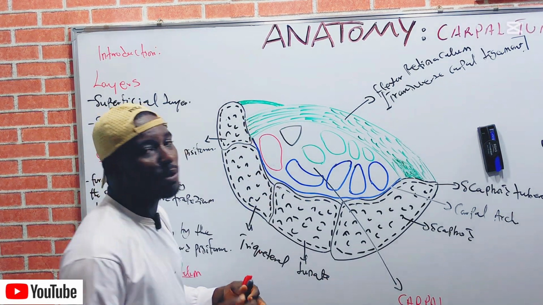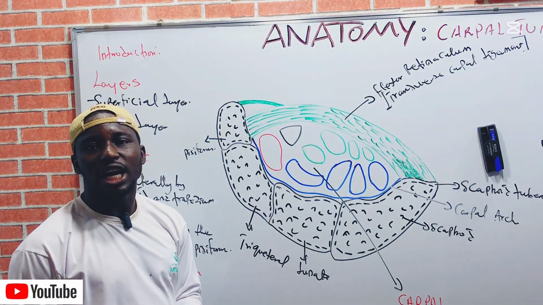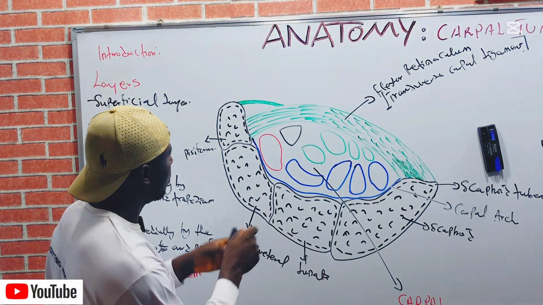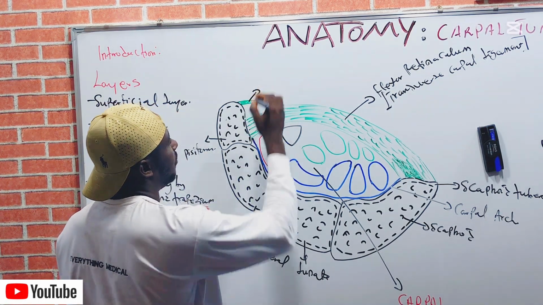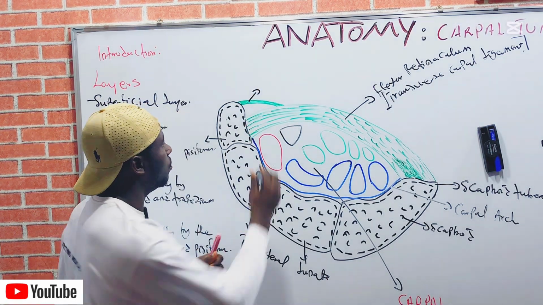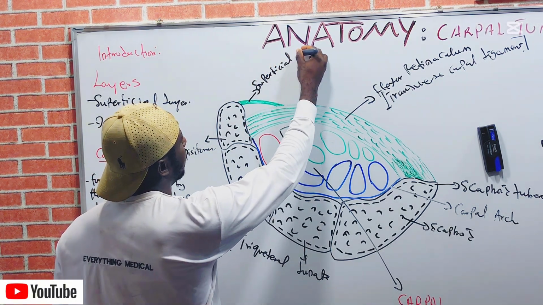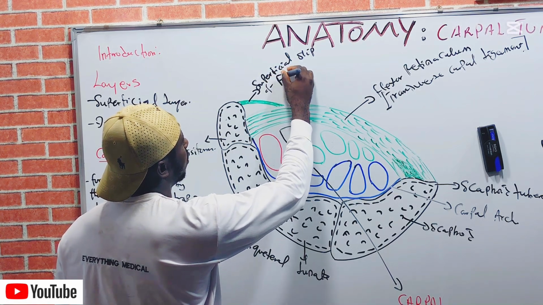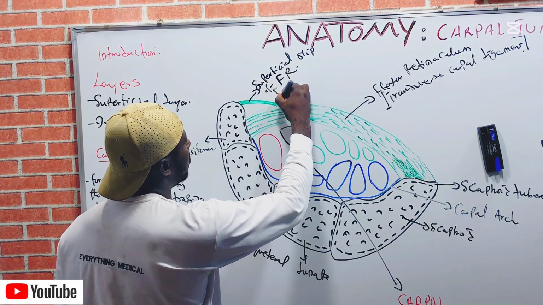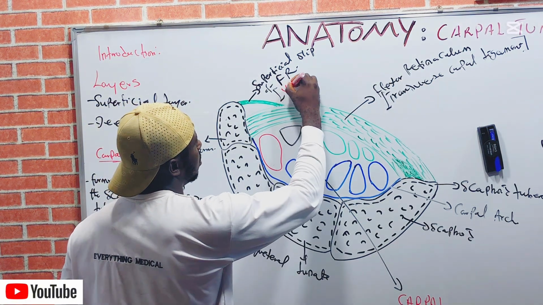Now, there is a superficial slip of the flexor retinaculum which is called the volar carpal ligament. Here is the superficial slip of the flexor retinaculum, which can be called the volar carpal ligament.